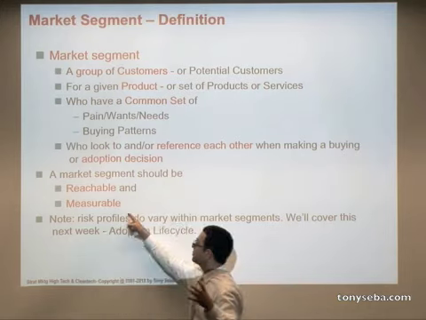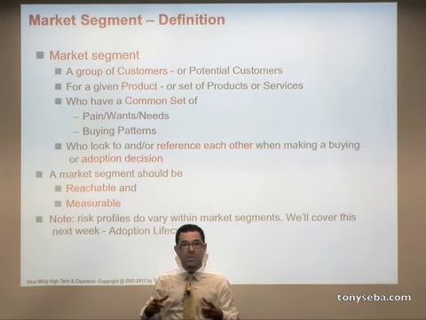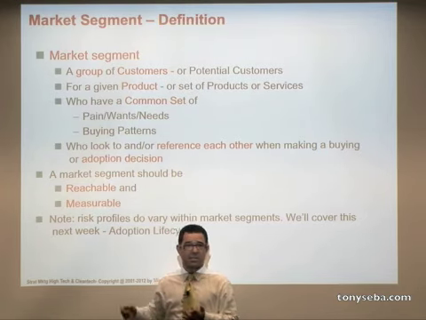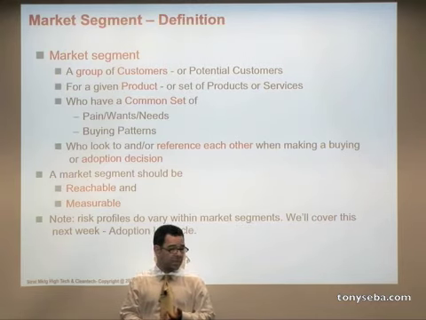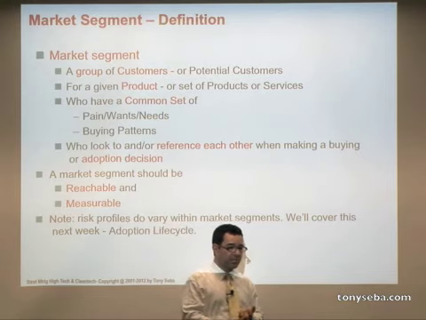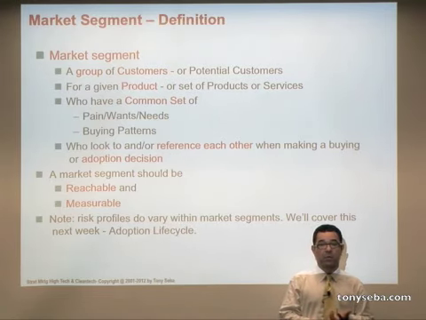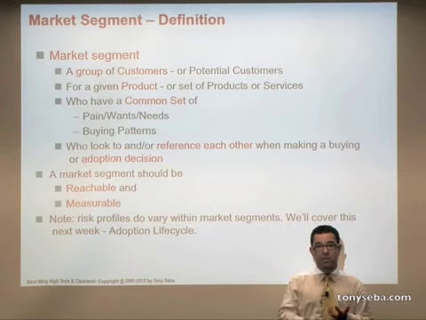40,000 measurable commercial printers in America, measurable, reachable. I know exactly where they were, each and every one of them. I had customer lists, I had phone numbers, and all that good stuff. Okay? They definitely reference each other before buying from a company, and so on and so forth. Okay, you need to be very specific.